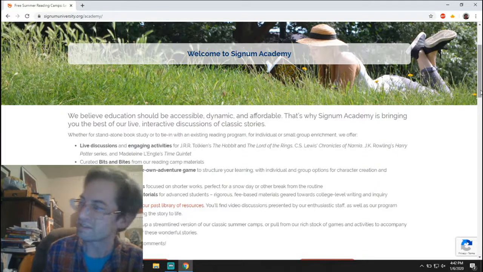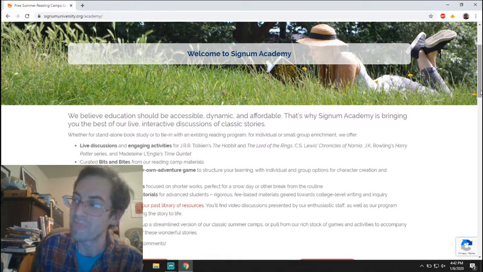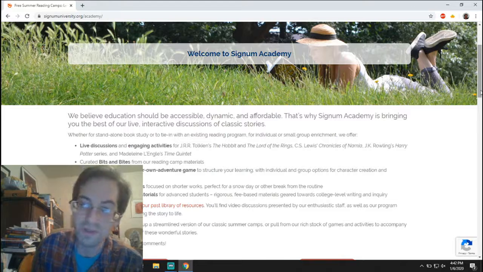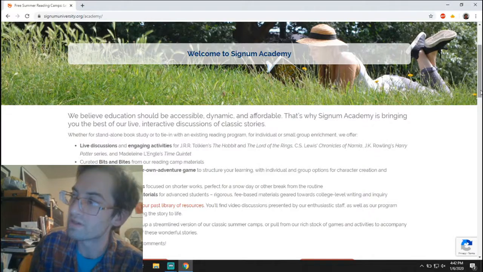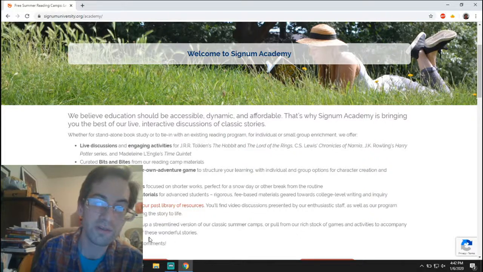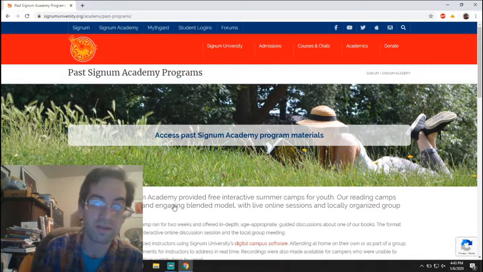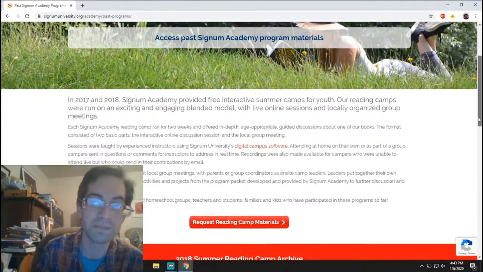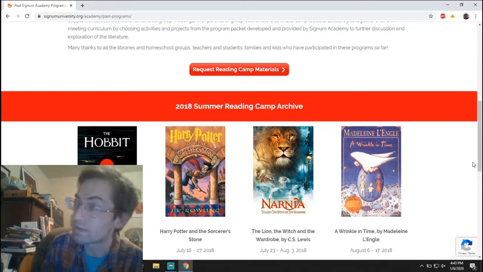In the summer camp programs that we did, we worked on deep dives of individual books, starting with The Hobbit and The Lion, the Witch, and the Wardrobe, the first Harry Potter, and Madeleine L'Engle's A Wrinkle in Time. Those materials are all part of the resources that you can find on the website under our past resources, our past library. Those are all linked here, and you can find them on our YouTube channel also.